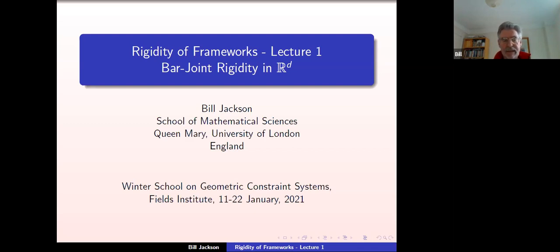Then I decided that I would use the second and third lectures to address the important unsolved problem of generic rigidity in 3-dimensional Euclidean space of bar joint frameworks. This was mentioned by Mira as a fundamental problem earlier on today. I'd like to give an indication of what's known and what is conjectured to be true about this 3-dimensional case.